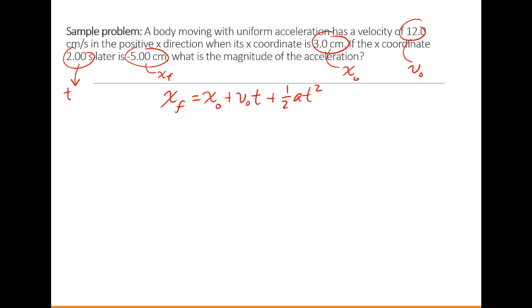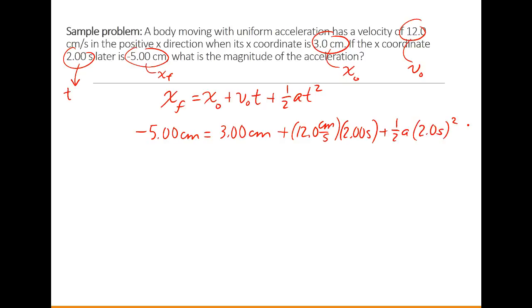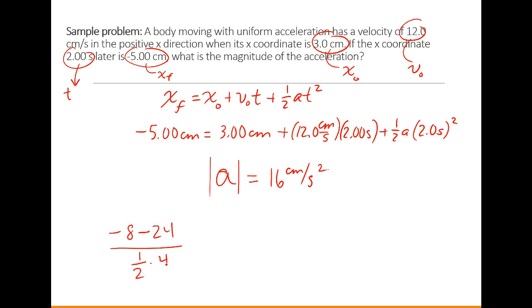So then we plug it in, and what we have here is -5 centimeters is equal to 3 centimeters plus 12 centimeters per second times t plus 1/2 a, which is what we're looking for, times 2 seconds quantity squared. You solve that for your acceleration, and you get that a has a magnitude of 16 centimeters per second squared. Basically you're going to get -8, and then you're going to subtract 24 from that, and then you have to divide it by 1/2 times 4, so divide it by 2. So it'll be 32 divided by 2, and then you take the absolute value of that. I'm just plugging in the numbers here.